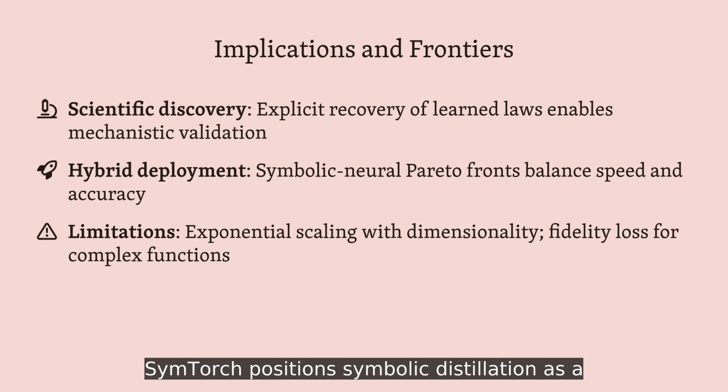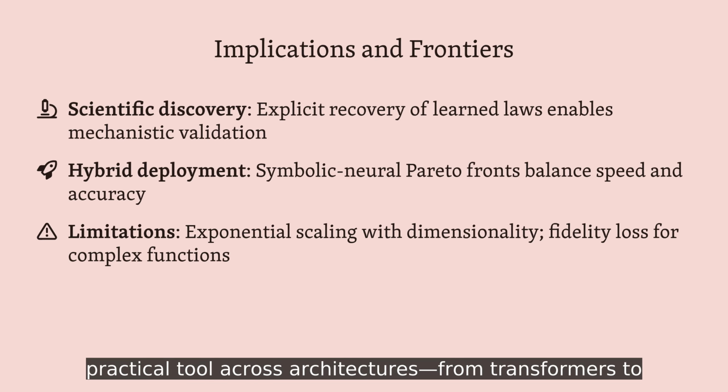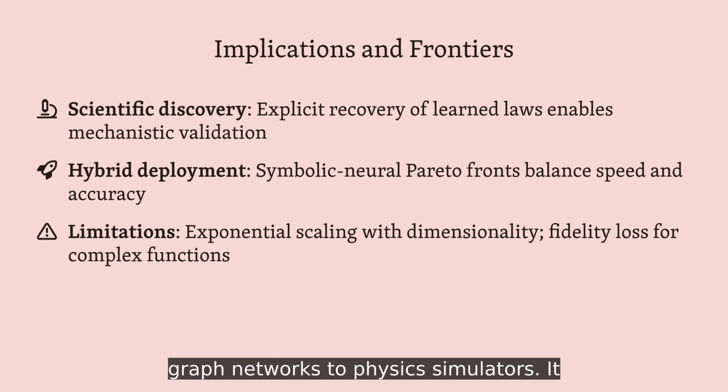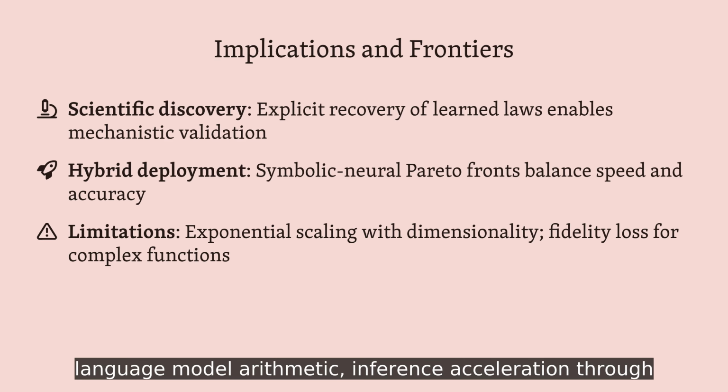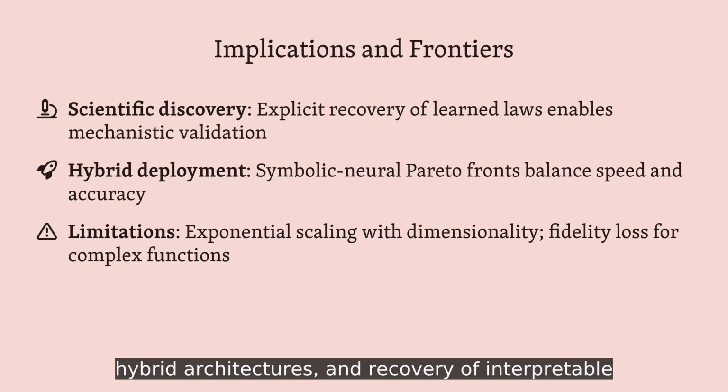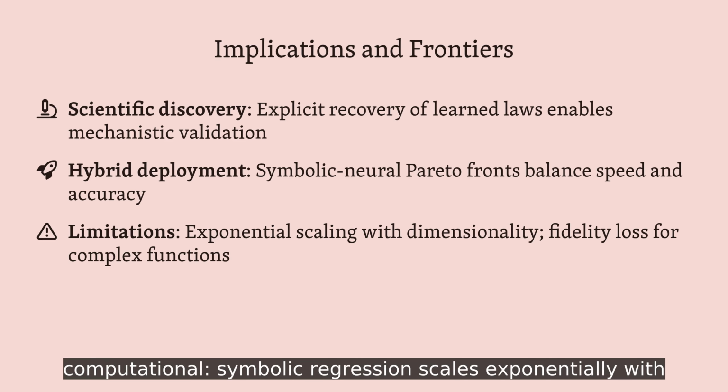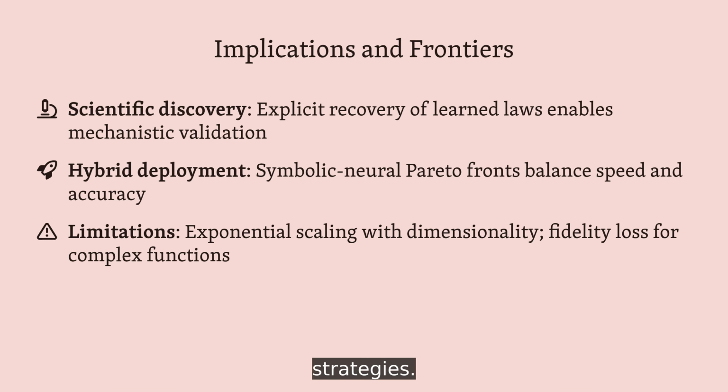SymTorch positions symbolic distillation as a practical tool across architectures, from transformers to graph networks to physics simulators. It opens pathways for transparent evaluation of language model arithmetic, inference acceleration through hybrid architectures, and recovery of interpretable scientific relationships. The main constraint remains computational. Symbolic regression scales exponentially with input dimensions, requiring careful dimensionality reduction strategies.